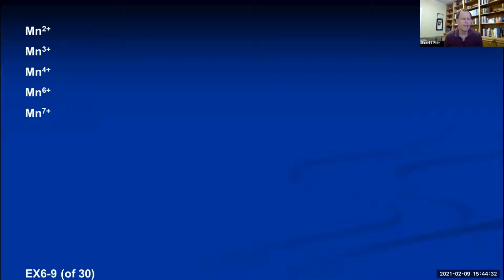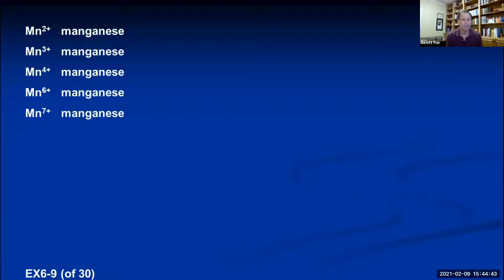So if we use the technique we did for the elements in columns 1 and 2 and just name these by their elemental name, then this is manganese, this is manganese, this is manganese, this is manganese, and this is manganese. And that could kind of be confusing because now you don't know what ion you're talking about. They all have the same name. Does that seem like a problem to you? It's a problem to chemists. They don't want to name 5 different things with the exact same name because there's no way to identify them.